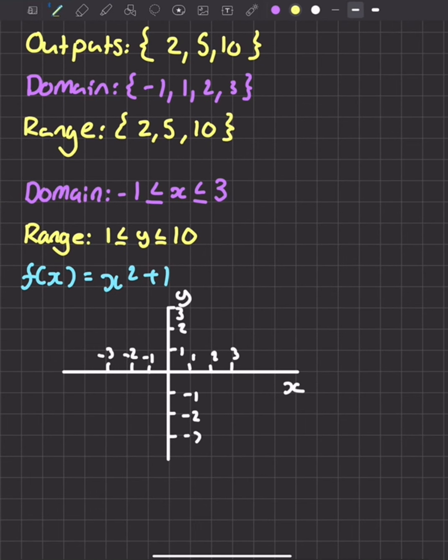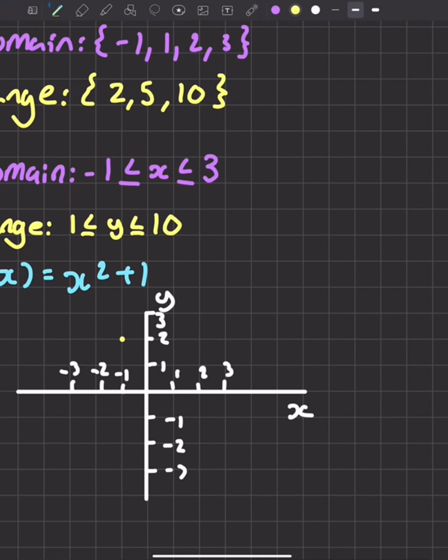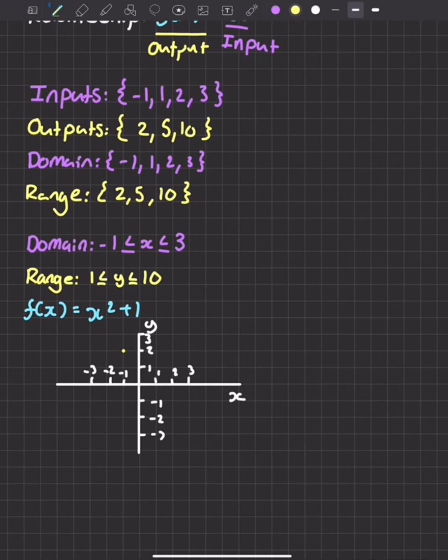You know the domain is -1 to 3. So first, you want to find what the output is when x equals -1. So when x equals -1, you know that y equals 2. So here you put a value at x equals -1, y equals 2. Then you want to see what another input is and find the output. So let's say your input is 0, your output is 1. When your input is 1, your output is 2, and so on.